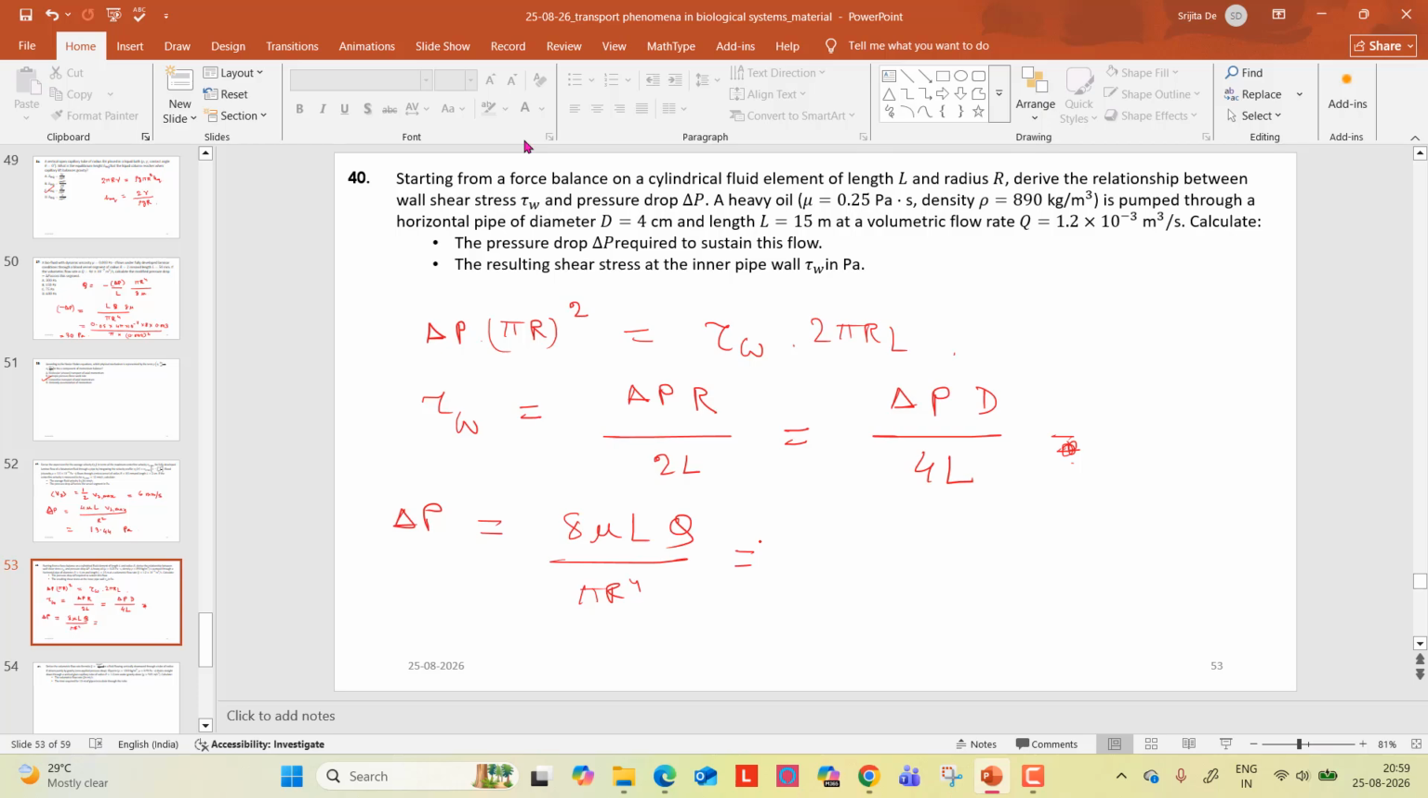So it is coming as 71656.05 Pascal. Okay. And the tau, now just calculate this.